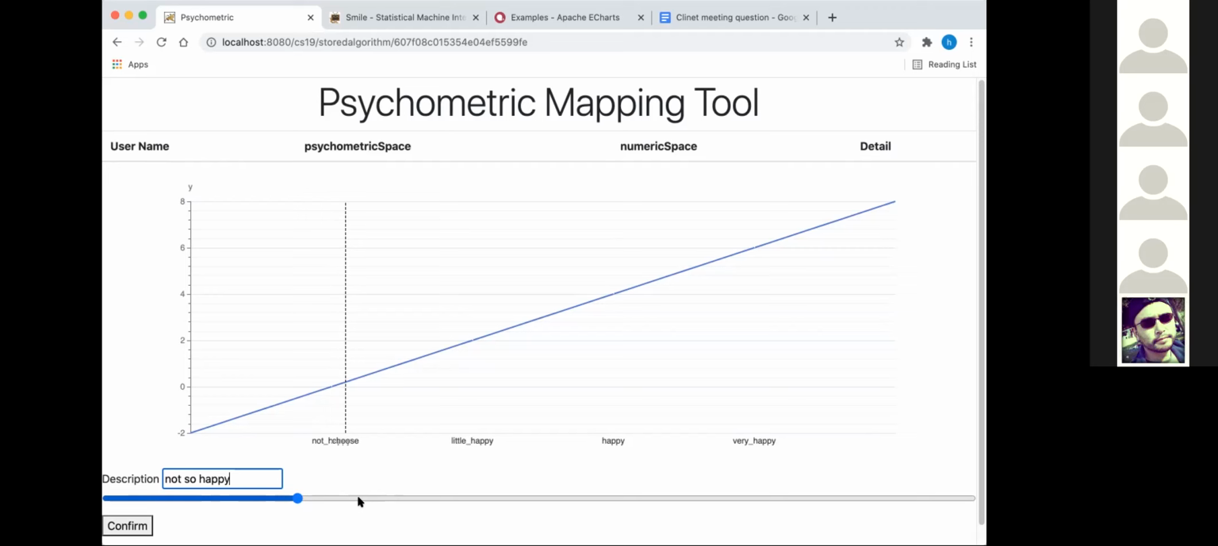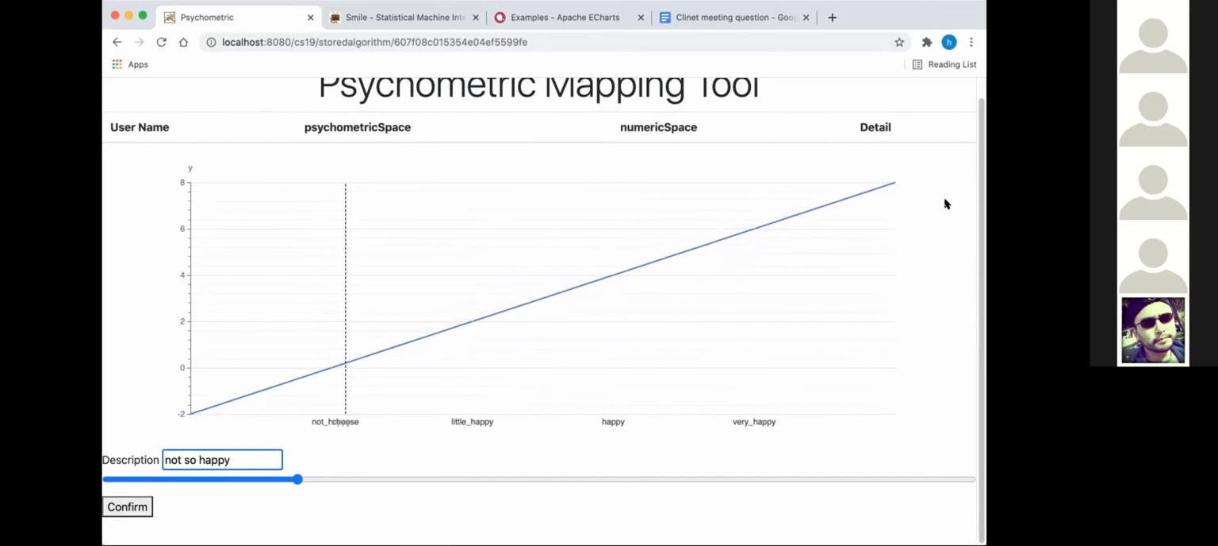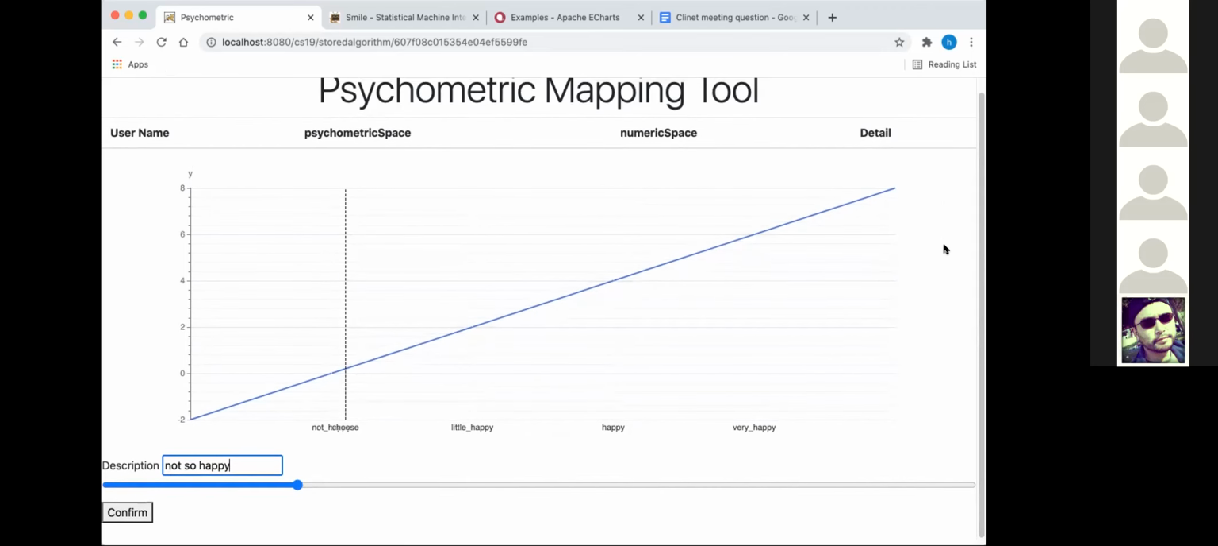I'll talk to you more about that once you implement this K-mean or some mapping or this sort of nonlinear mapping. Then I can explain more on that. So that would be by surveying different users of how they place the not so happy labels across the graph. Is that right? Yeah.